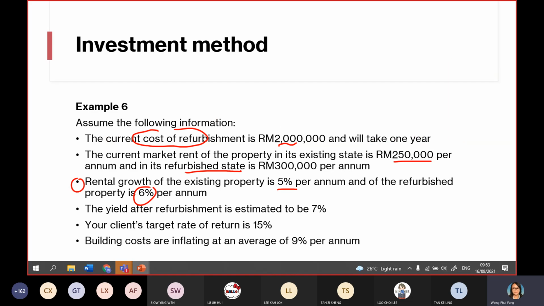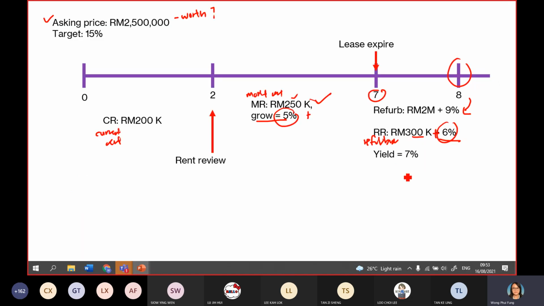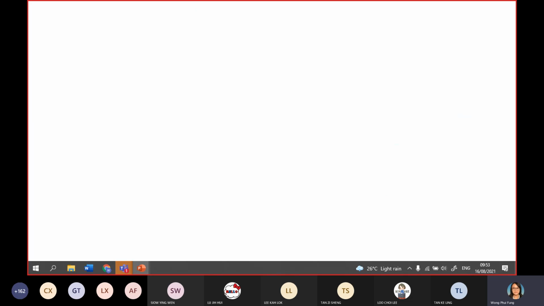Okay. The yield after refurbishment is 7%. So yield is 7% after refurbishment. Client target 15%. Building cost inflates at 9% per annum. So here, yield 7% after refurbishment. Your client's target is to achieve 15%. Just now, refurbishment, we estimated 2 million. How sure are you? In the future, really 2 million? So that's why you add 9%. Okay, so next is what?